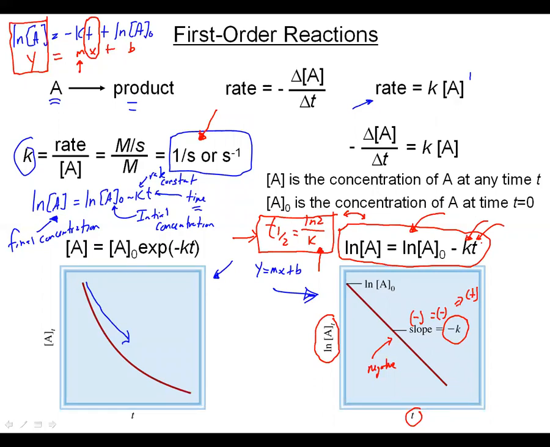The last thing that you should know as well, in addition to the units for k and these two equations, is the linear graph that is typically associated with a first order reaction, which is the one on the right. Any questions on that?